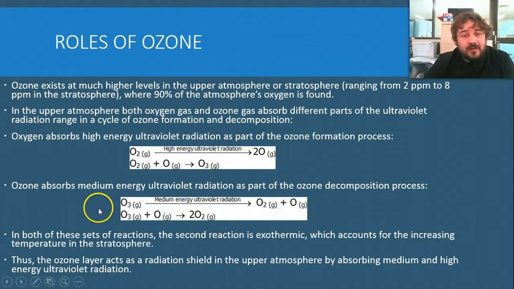So here ozone is breaking apart to give us this. Here we have the ozone plus another free radical giving us 2 oxygen molecules. The second step in these reactions tends to be exothermic, which is why ozone contributes to warming and increases the temperature in the stratosphere. As you'll notice, the stratosphere increases in temperature as it goes up. The ozone layer acts as a radiation shield in the upper atmosphere, absorbing both of these forms of energy, and we need that to happen.